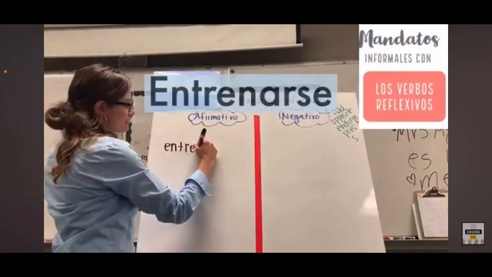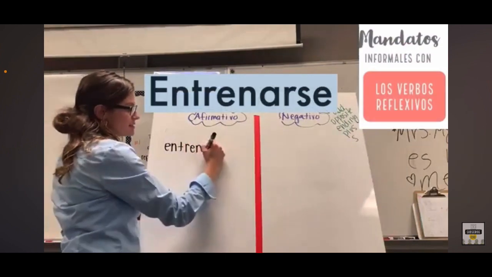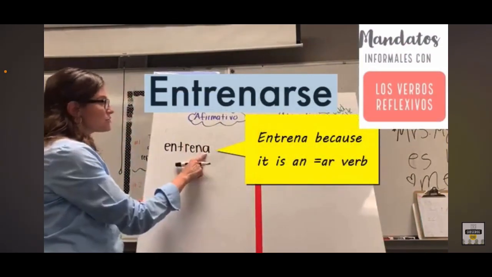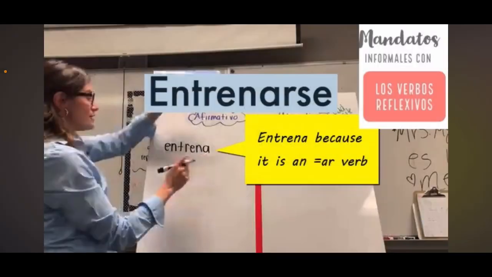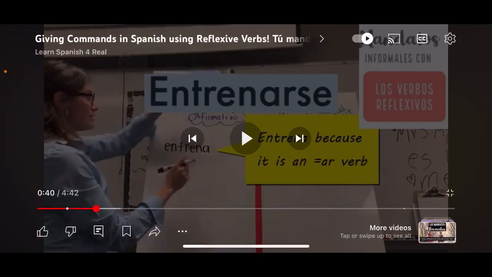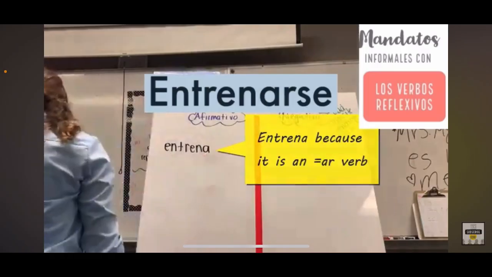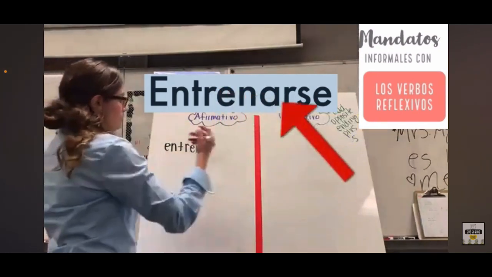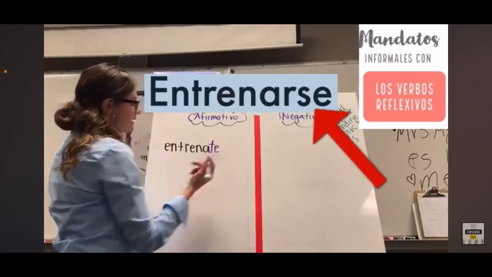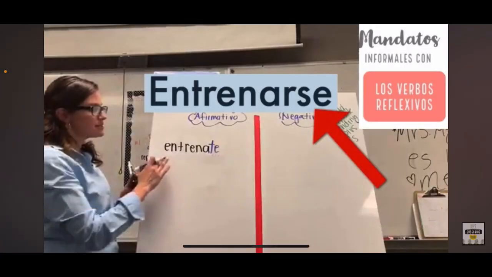So remember that for AR verbs, the command, it ends with an A. And then you can't. Okay. Entrenarse. Oh my gosh. Entrenarse. There we go. Entrena, because it is an AR verb, so it ends in an A. Disregard the se. So you stick the te at the end. So instead of adding a se, you would add a te, because the action is coming back to you. You're the one who... The action is coming back to you.